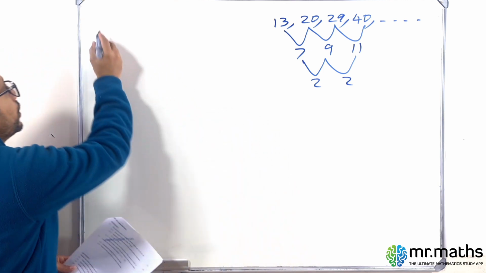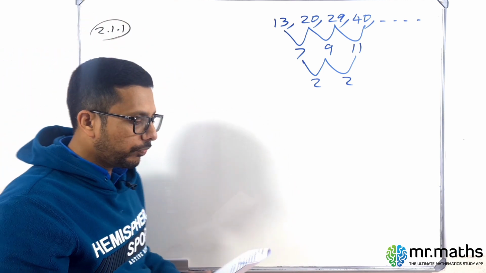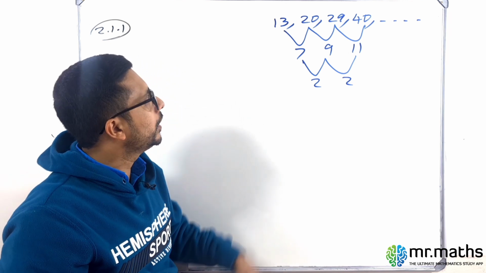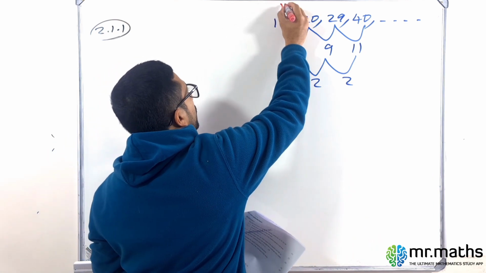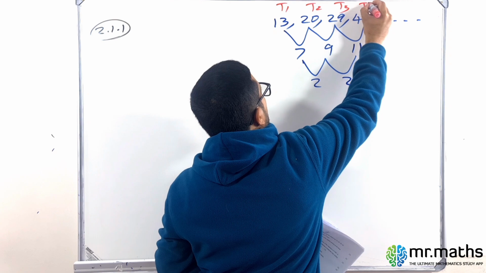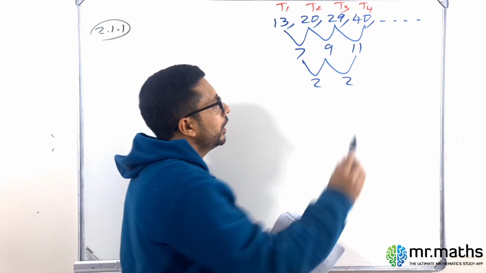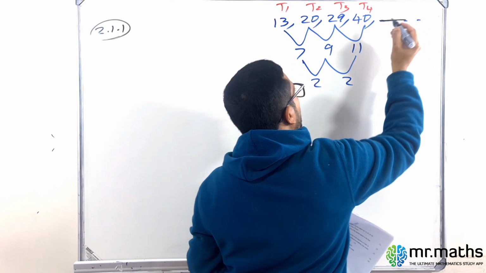2.1.1. What is the question? Write down the value of the fifth term. You have to write what is the fifth term. Here, this is the first term. This is term 1, term 2, term 3, and this is term 4, and what is the term there as a fifth term. Okay, so you have to find what is the number here.